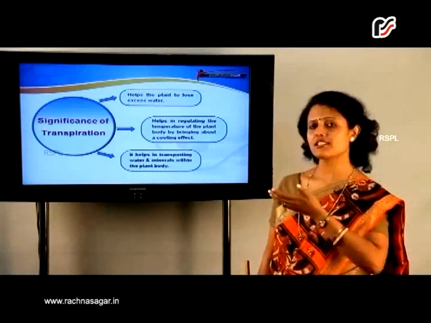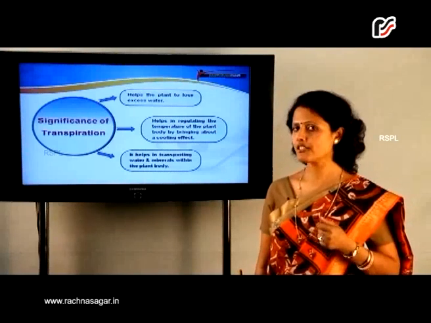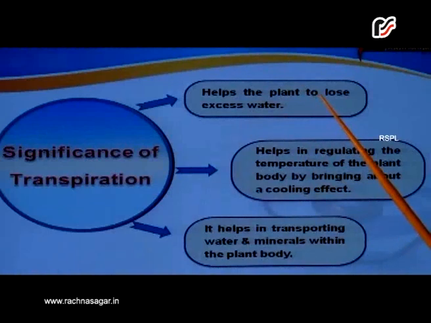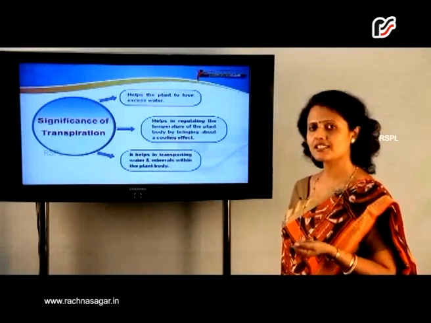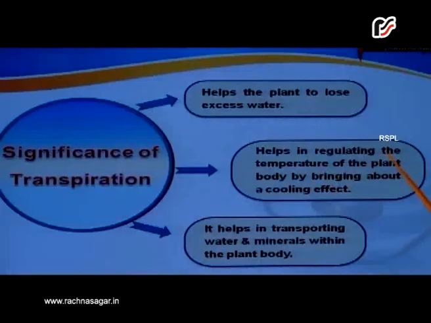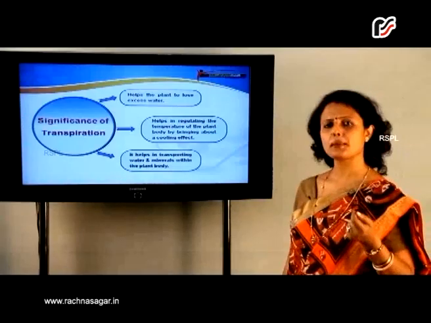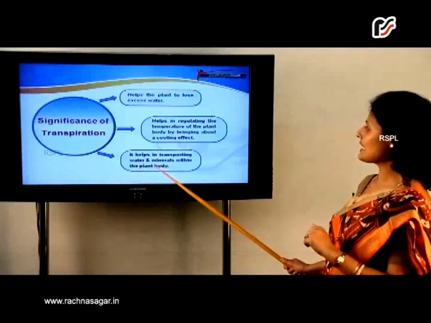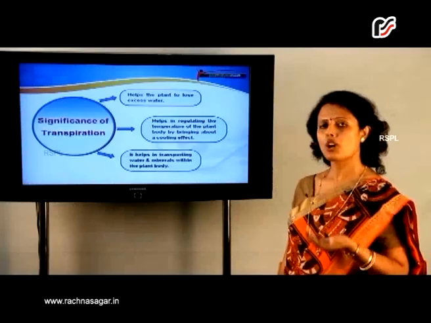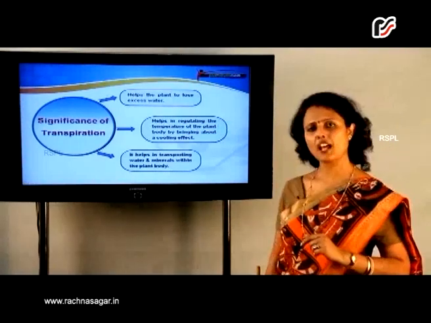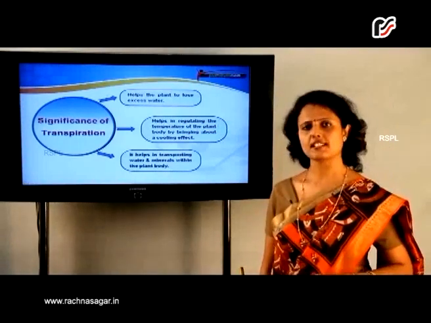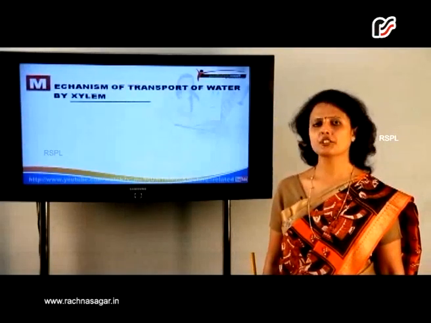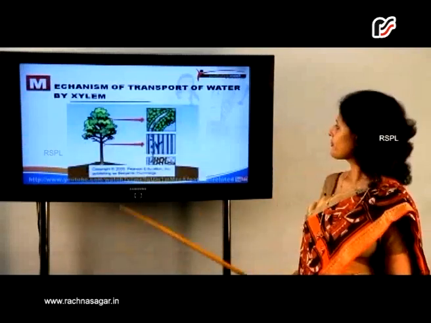Now let's check what is the significance of this process of transpiration. First and foremost, it helps the plant to lose the excess water present within its body. It also helps in regulating the temperature of the plant body by bringing about a cooling effect. Thirdly, it helps in transporting water and minerals within the plant body through the xylem vessel. Now let's study the mechanism of transport of water through the xylem tissue.